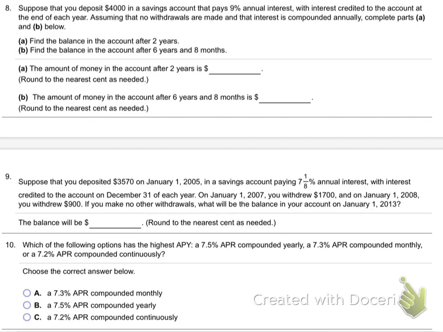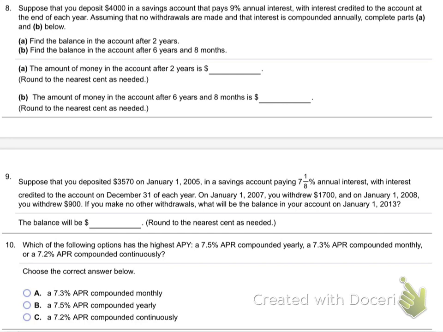So number 8. Suppose that you deposit $4,000 in a savings account that pays 9% annual interest, with interest credited to the account at the end of each year. Assuming no withdrawals are made and that interest is compounded annually, complete parts A and B below. Find the balance in the account after 2 years. Find the balance in the account after 6 years and 8 months. Okay. So here we go.